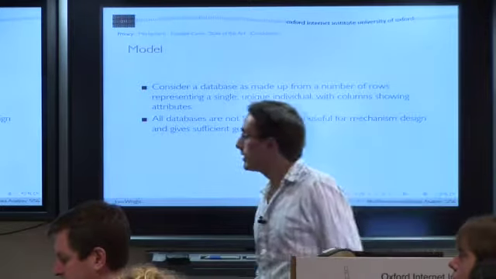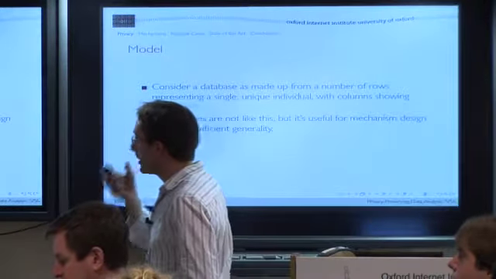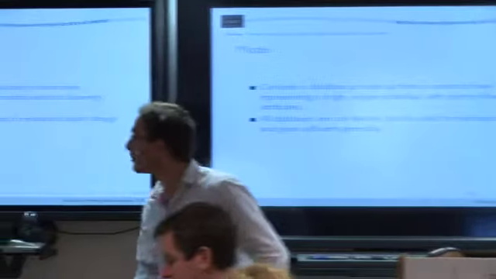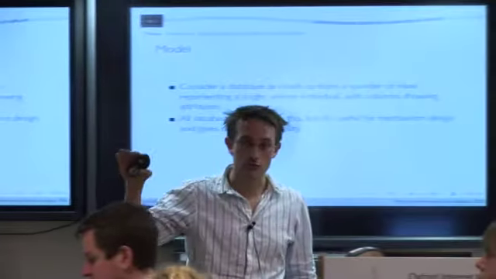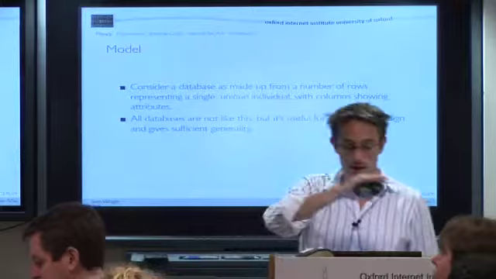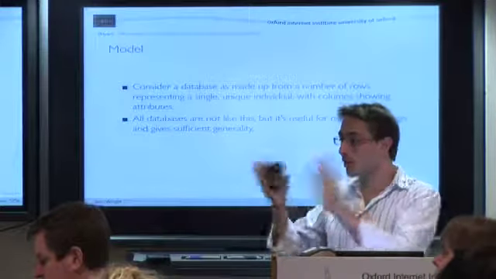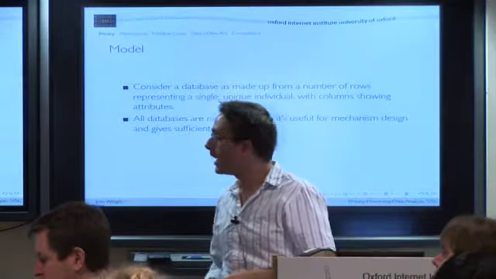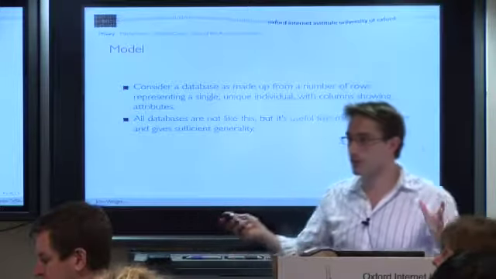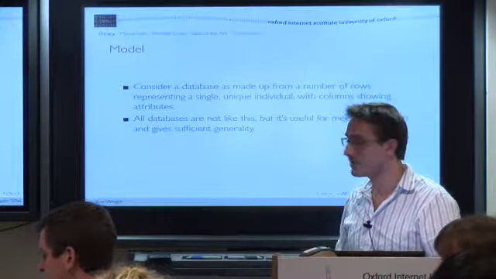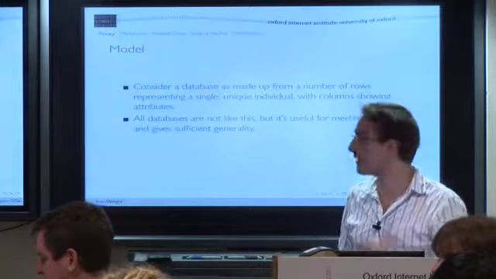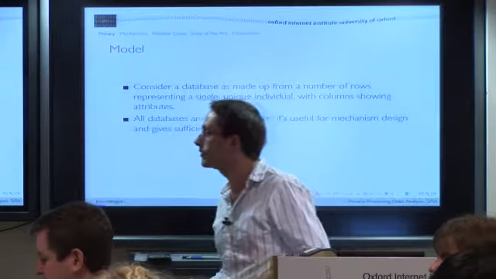So to give ourselves an abstract model to work from, we can consider a database as being made up from a number of rows. Each row in the database represents an individual in that database, and the columns show their attributes. This isn't a perfect description of every potential type of database, but it gives us a good way of working with it. It's sufficiently general for what we're going to talk about today.